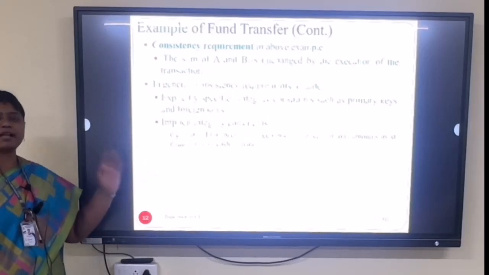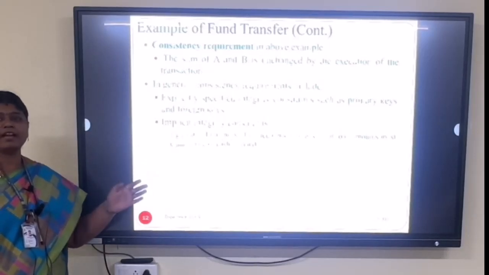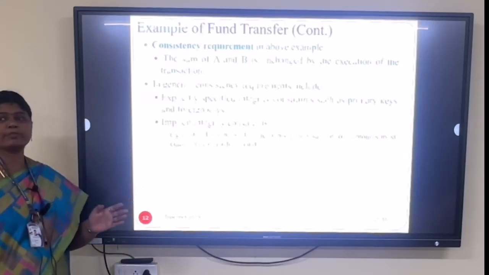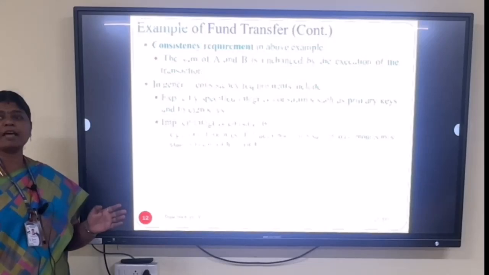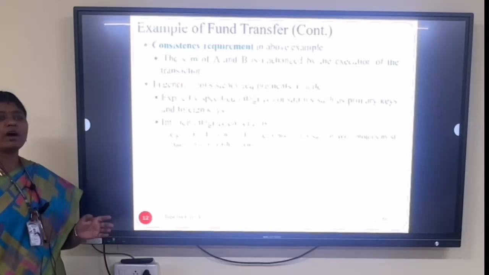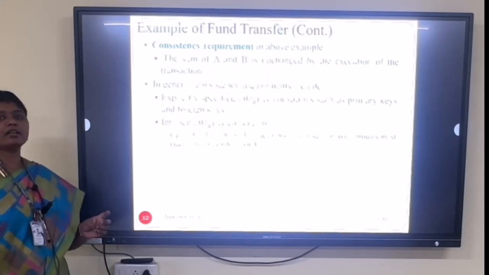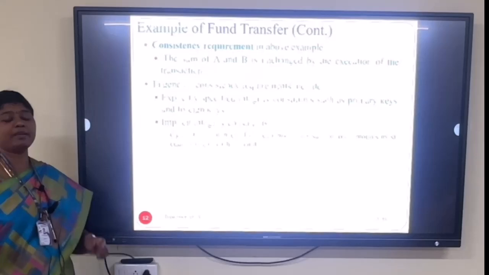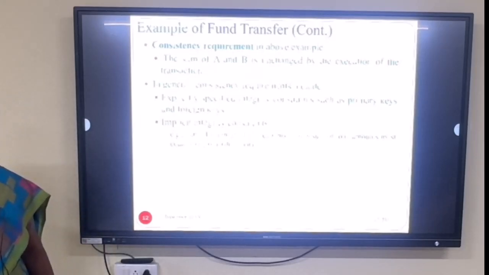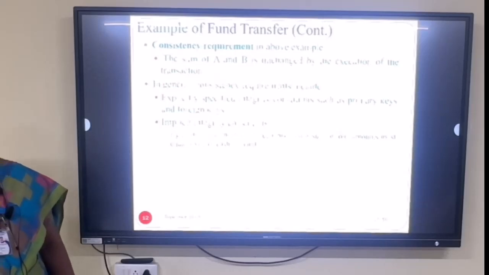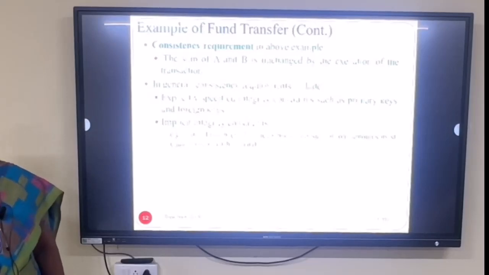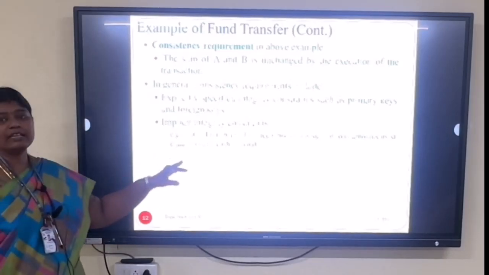There are also constraints such that the minimum balance in the bank should be 500. Without the minimum balance of 500 rupees, we may not be able to withdraw the cash. Once we give the debit voucher, they will check our balance, whether our account has above 500 rupees or below 500 rupees. If it is below 500, we may not be able to withdraw the cash. So that is a major integrity constraint.